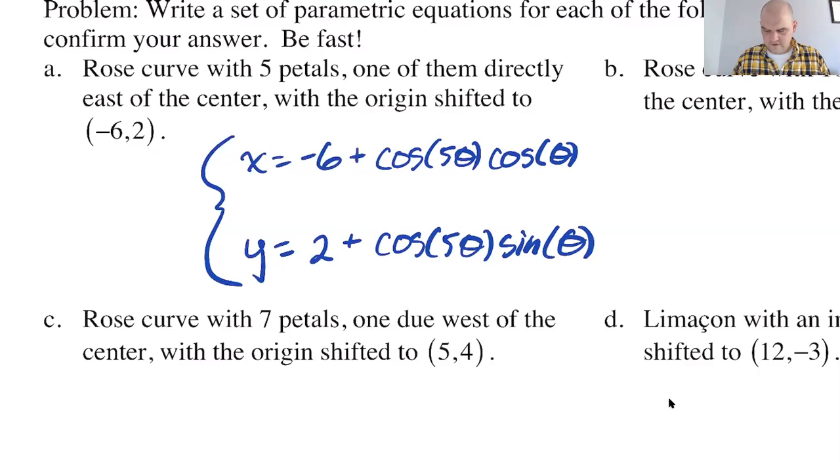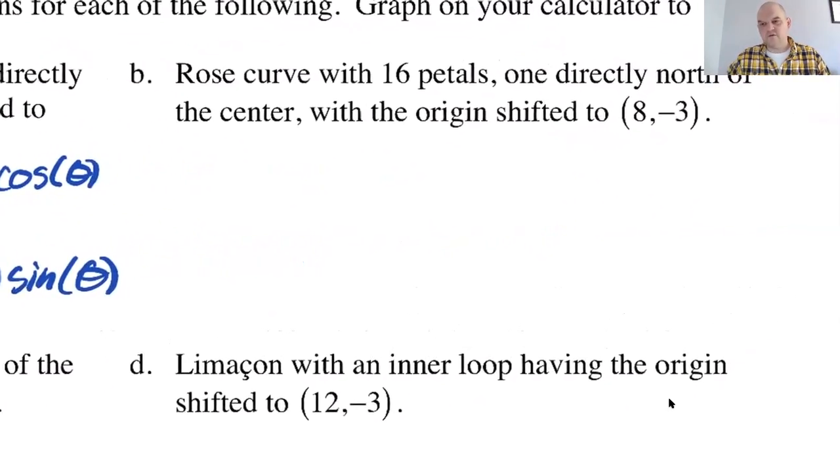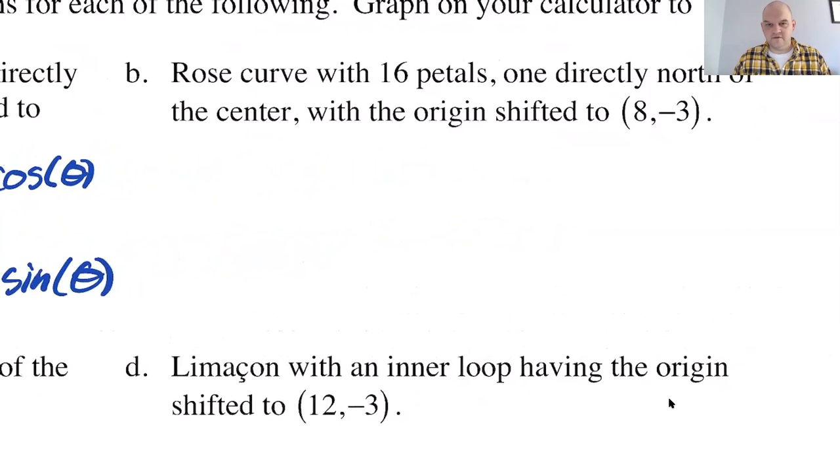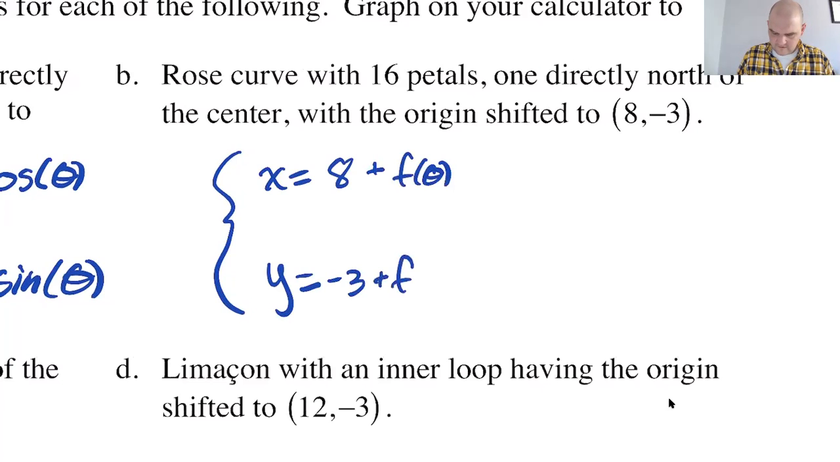And now what I want to do is see if I can figure out the other ones. So, rose curve with 16 petals, one of them directly north of the center, with the origin shifted to 8, -3. So without really doing anything, I know that it's going to look like x equals, y equals, it's going to go 8, -3. So I don't really know what I'm filling in yet, but I'm going to put plus f of theta, plus f of theta, because that's what r is going to be. And then this will be cosine of theta, and this will be sine of theta.